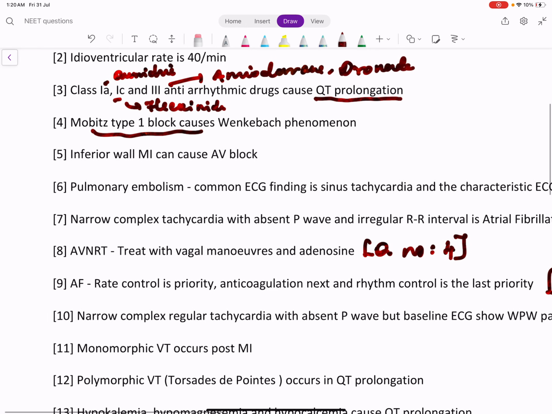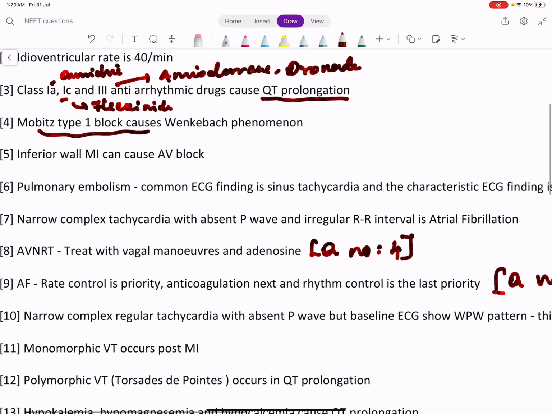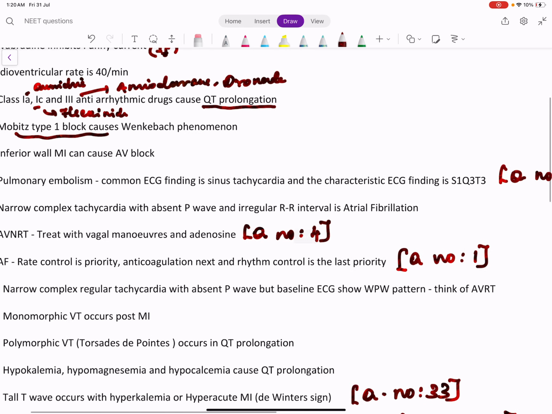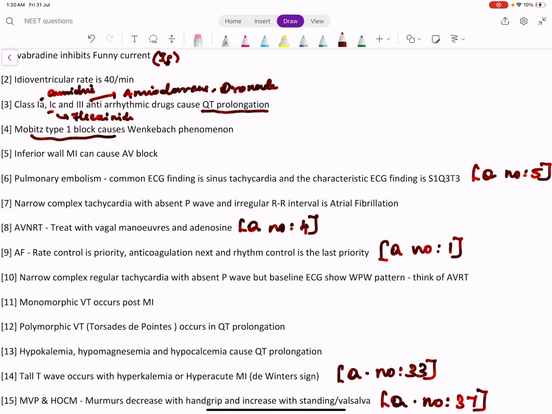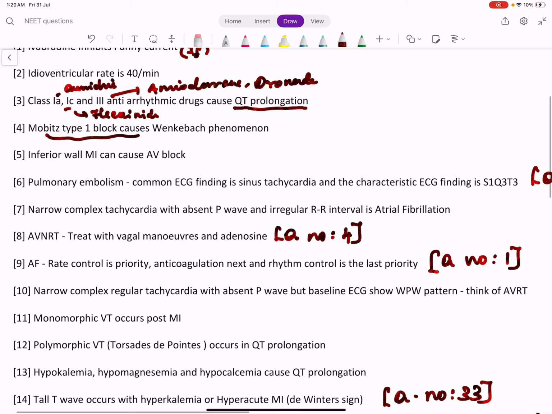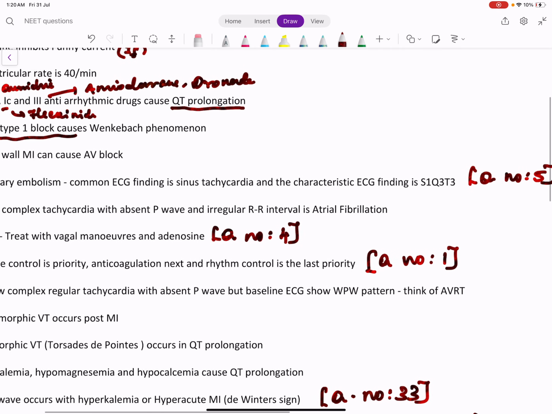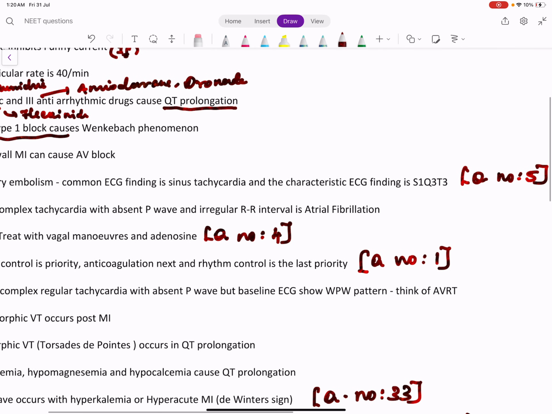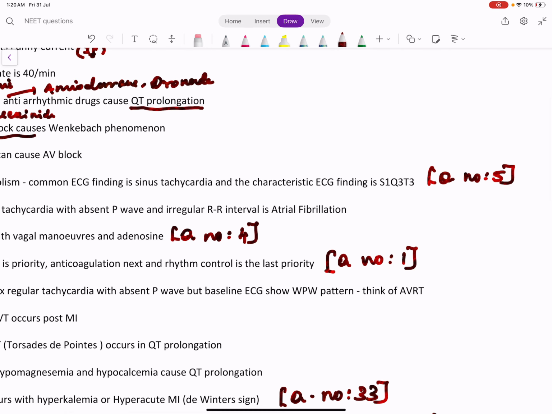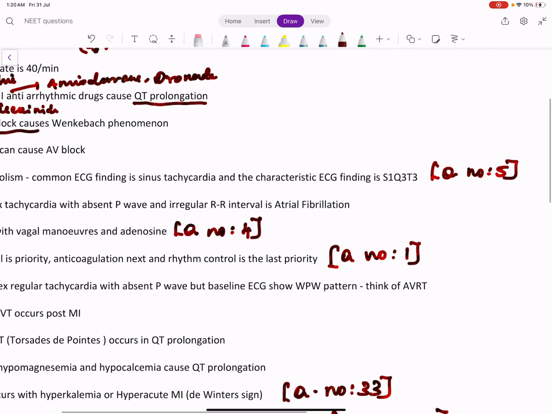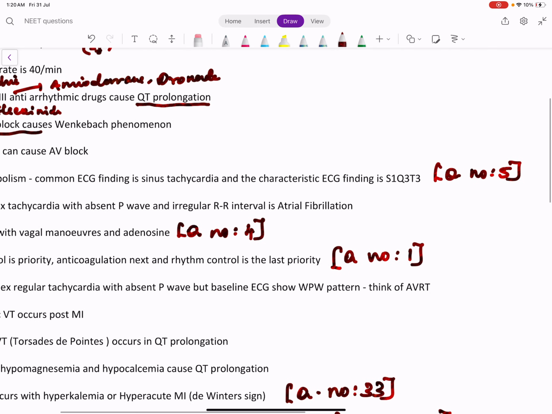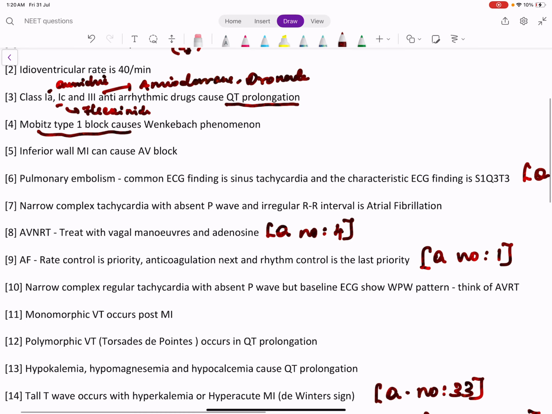In pulmonary embolism, the most common ECG finding is sinus tachycardia and the characteristic finding is S1Q3T3. Suspect pulmonary embolism when there is severe hypoxia in the background of a bedridden state, a surgery or malignancy, with DVT, and there is hypoxia disproportionate to their lung signs. In our previous year NEET question discussion, this was discussed in question number 5.